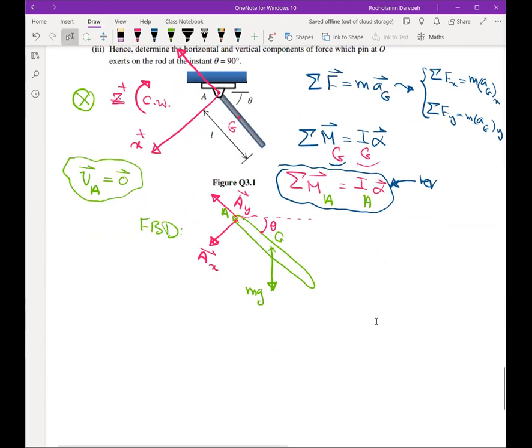Okay. Now I start to use this set of equations. Translation, rotation. Sigma Fx equals M A_x. Do I have any force in x direction?